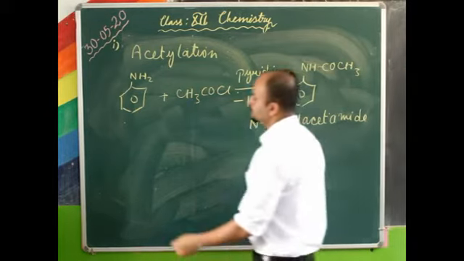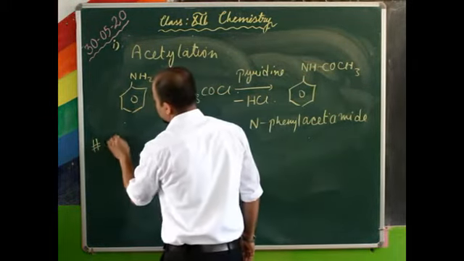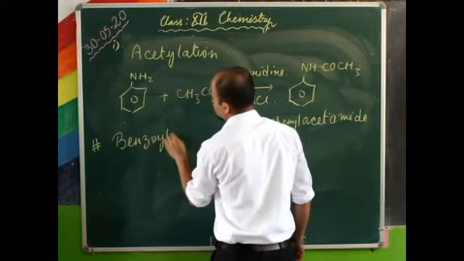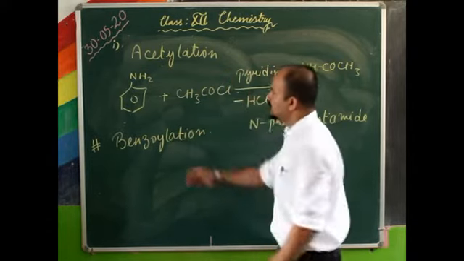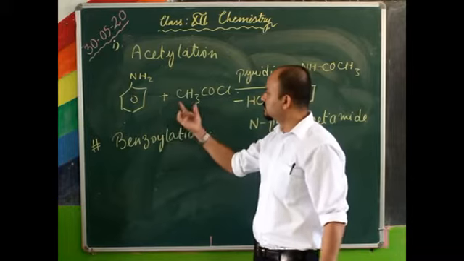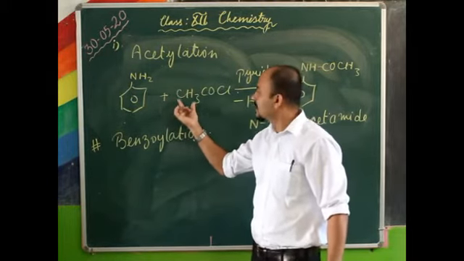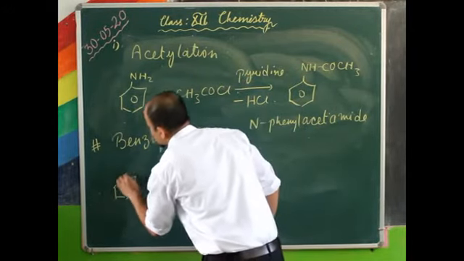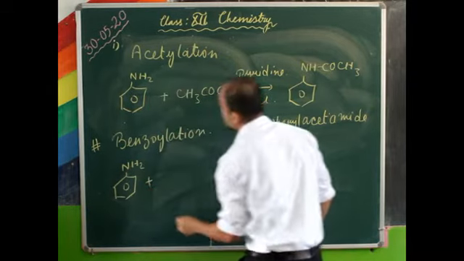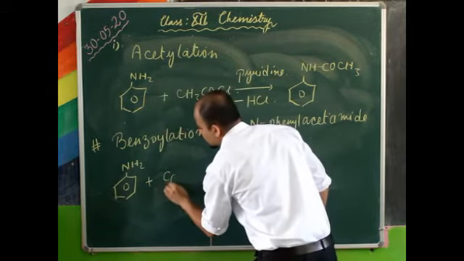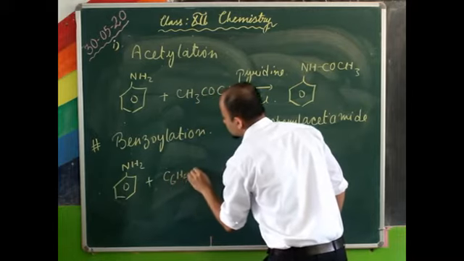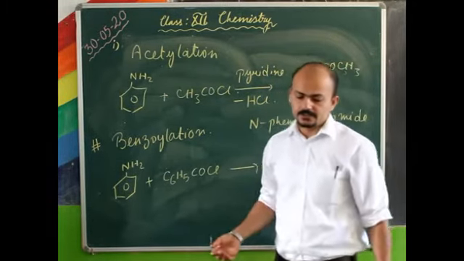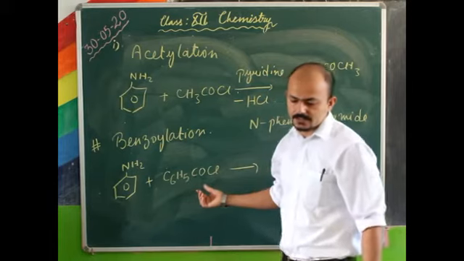Similarly, the next topic is benzoylation. Now you can see acetylation and benzoylation are almost similar. Instead of CH3, here you would be having what? A benzene ring. So here aniline is reacting with, see, benzene can be written as C6H5COCl. This is benzoyl chloride. The name of this compound is what? Benzoyl chloride.